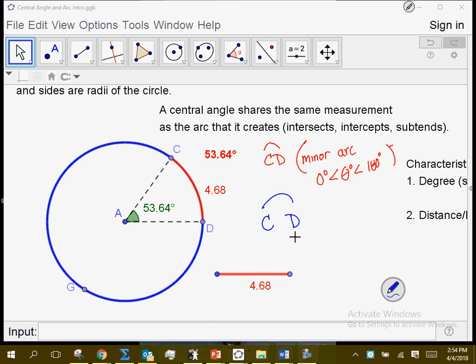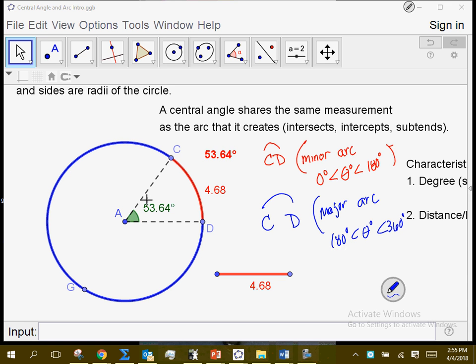Now, if I wrote arc CD, and I wanted everybody to look at the blue one, and I just say, hey, everybody look at arc CD, are some people going to look at the blue one? No. Are some people going to look at the red one? Yeah. Well, we might have half and half. We might have everybody look at the red one when I really want to talk about the blue one. There's ambiguity. There's question about which arc I'm really referring to. So when you want to talk about a major arc, you don't use two letters. You have to use three letters.